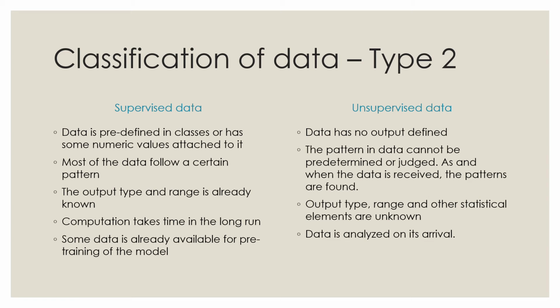Suppose I give you an image of a dog, and the algorithm says that yes, it is a dog. And suppose I give you an image of a cat, the algorithm will say it's not a dog. That means you know what you have to predict. You know you have to say if it is a dog or not. That means the data has some predefined classes. So the dog is one class and not dog is a second class.